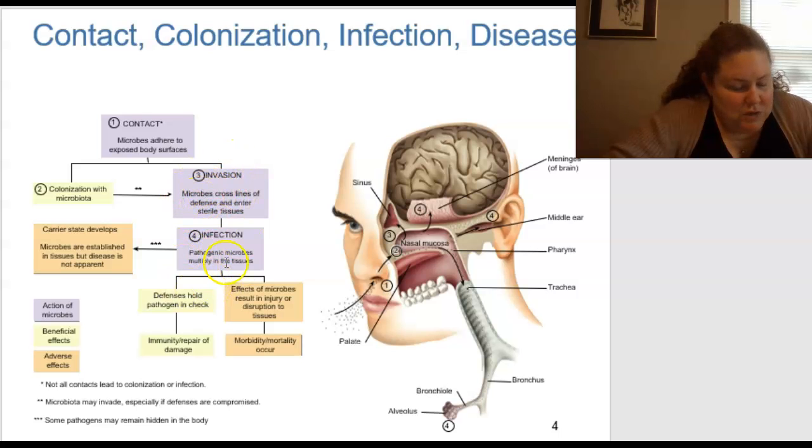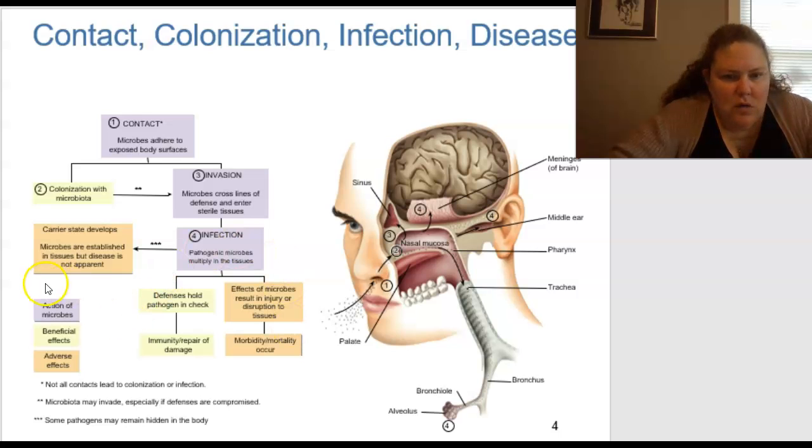Then we have the infection, which is the pathogenic microbes that are going to multiply in the tissue. And then basically a carrier state is going to develop and the microbes are established in tissues, but the disease is not yet apparent. Then down here, after the infections, we can have defenses that hold the pathogen in check, and it'll be yay, and then the immunity or repair of damage occurs. Or we can have the effects of microbes that result in injury or disruption to tissue, and this can cause morbidity or mortality. So morbidity is like a really bad effect, like it's almost deadly. Mortality is obviously when it is deadly.